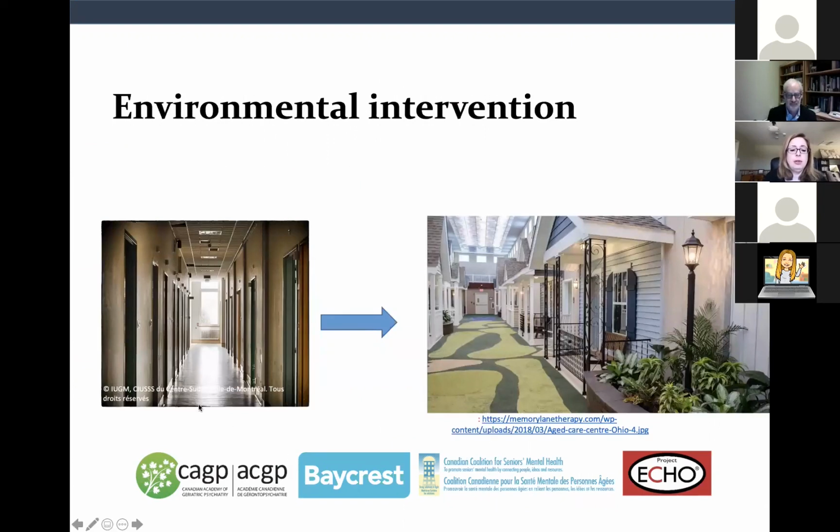Here are some examples. Some people still live in very institution-like facilities with long corridors where they wander and then they enter into the last room. Hopefully there's no aggressive patient in that room, because then it produces such a fight. But if the space is built in a more home-like way, then it could help decrease some behaviors.